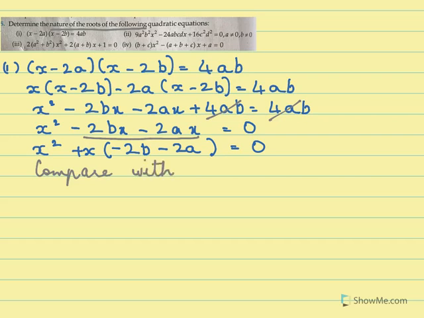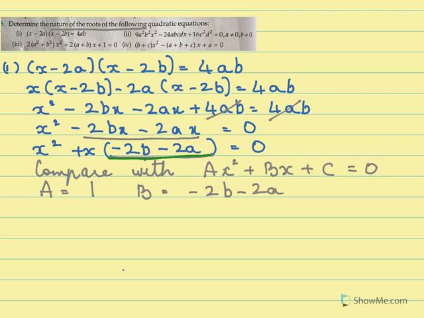with ax square plus bx plus c equals 0, my a will be 1 and the b will be this entire thing. So I have my b equal to minus 2b minus 2a. And if you notice here, there is no c term. The c term is not there, so it is plus 0. There are only two terms here, the x square term and the x term. So the c is equal to 0.